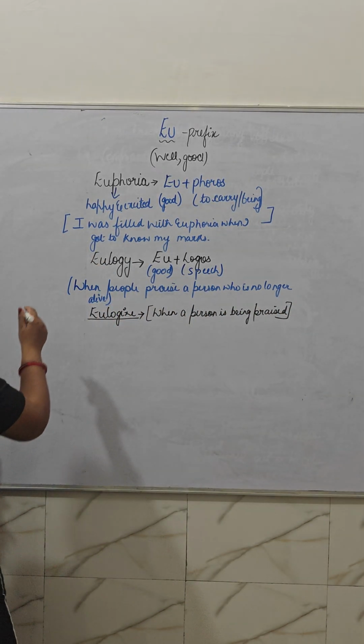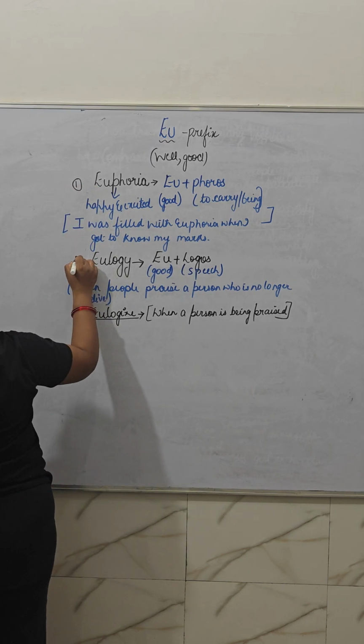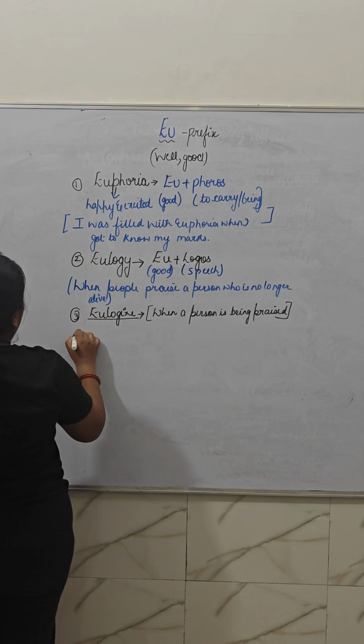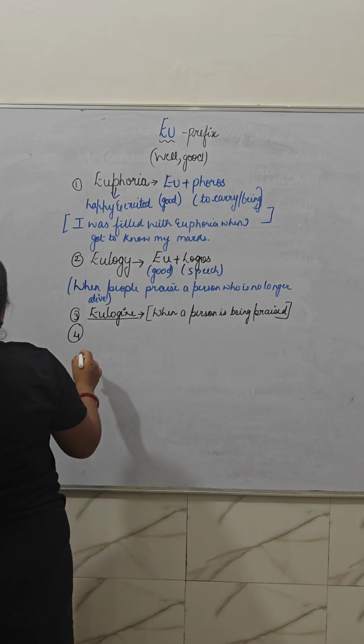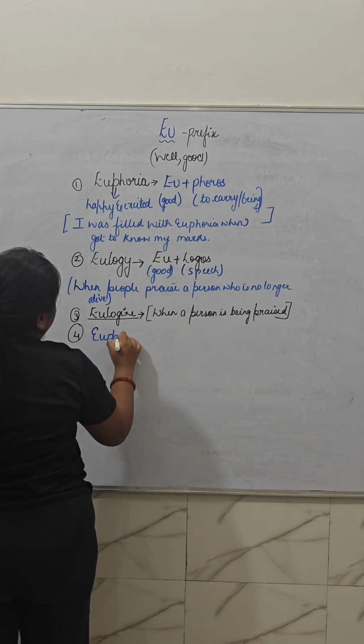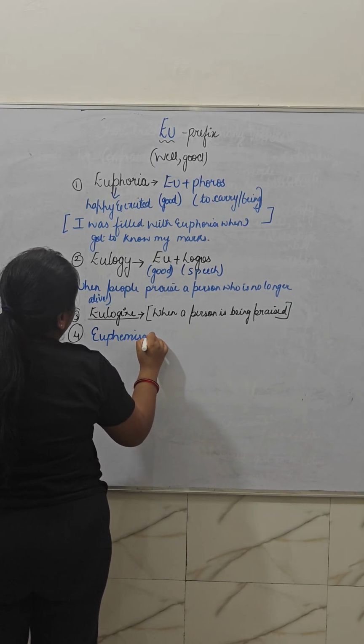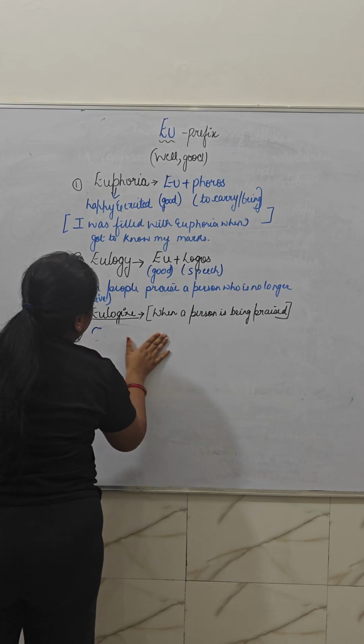Now moving to the third word that begins with EU, euphemism. I'm writing with a black marker.